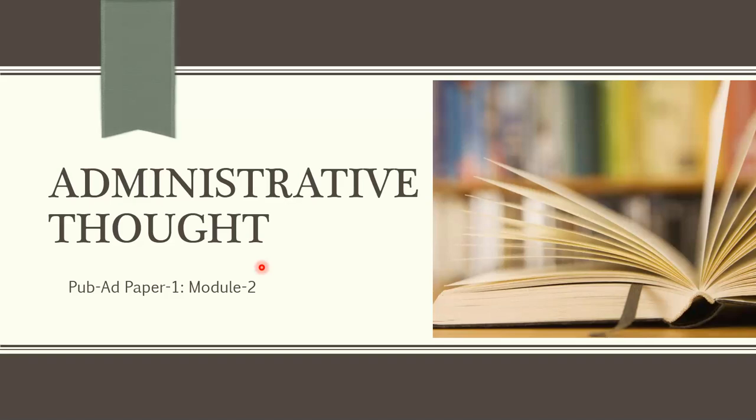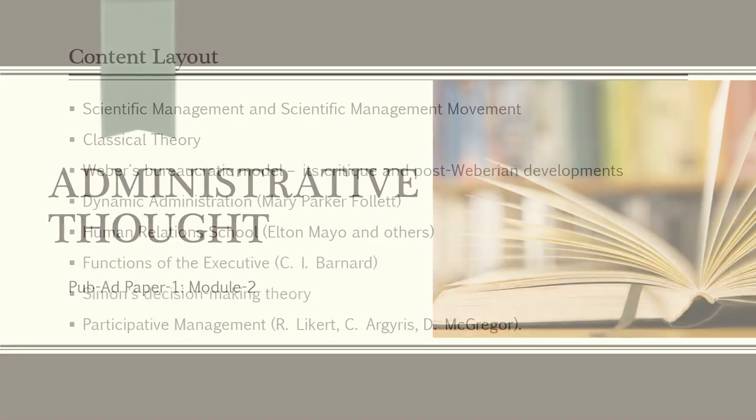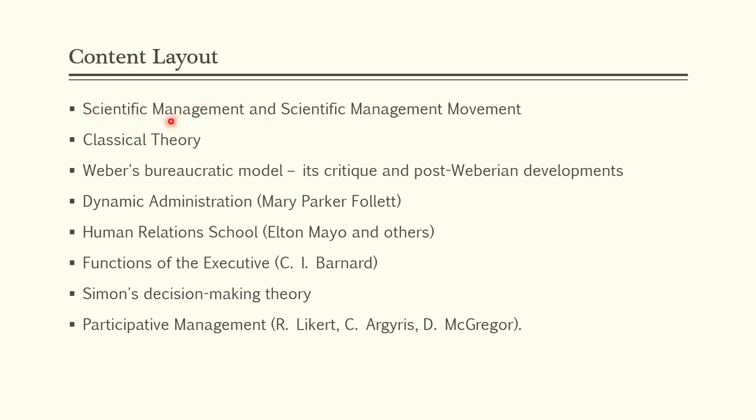Hey guys, welcome back. I am Ashish and today we'll be continuing with our module 2, which is nothing but administrative thought. So we have already dealt with F.W. Taylor and scientific management. We have dealt with classical theory. In classical theory we have dealt with Henry Fayol, Gulick and Urwick and Mooney and Riley, and today we'll be dealing with Max Weber and Weber's bureaucratic model, its critique and post-Weberian developments.